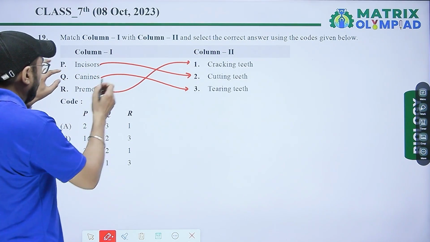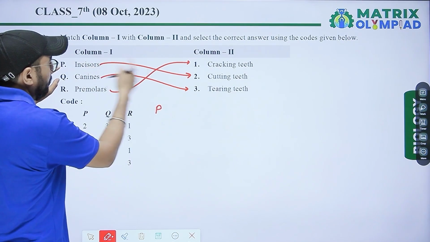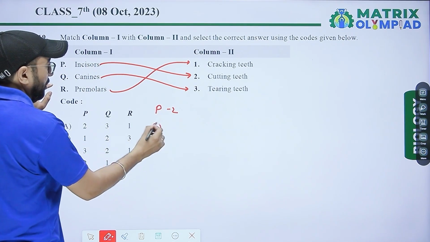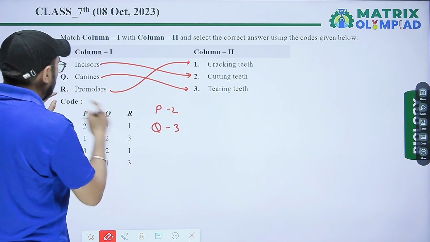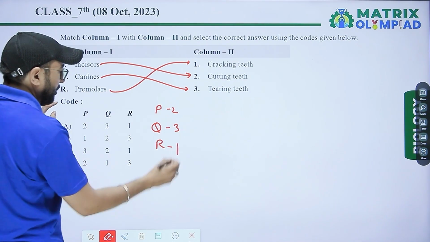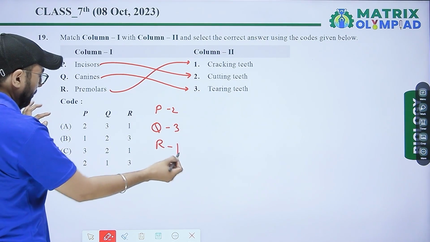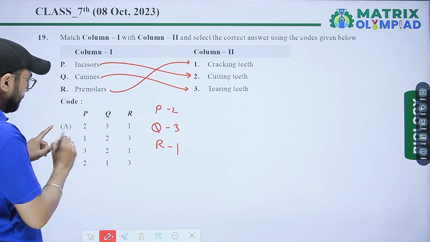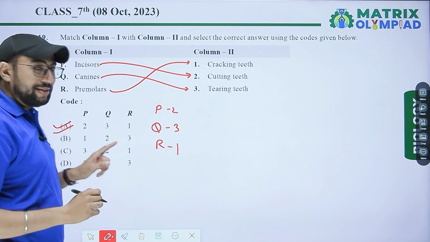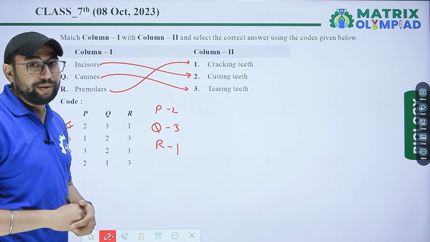According to the question, match P second, Q third, and R first. Second, third, first. Option A is the right answer according to the question.